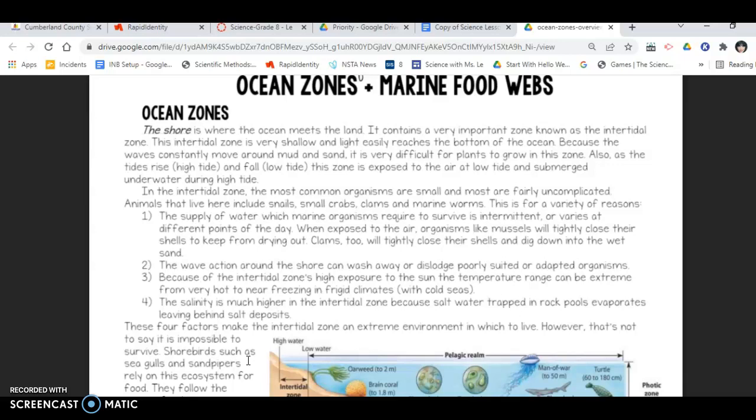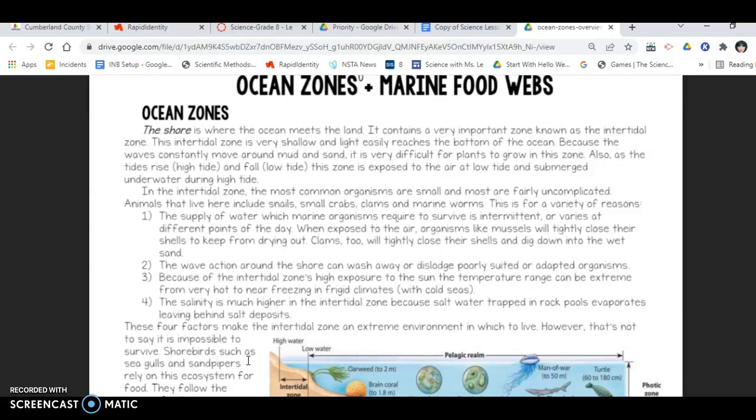This intertidal zone is very shallow, and light easily reaches the bottom of the ocean. Because the waves constantly move around mud and sand, it is very difficult for plants to grow in this zone. So it's hard for plants to grow, but it's very abundant in sunlight, which should tell you something about the temperature of the water already. And it also should tell you about photosynthesis. However, if plants are hard to grow there, let's keep reading.